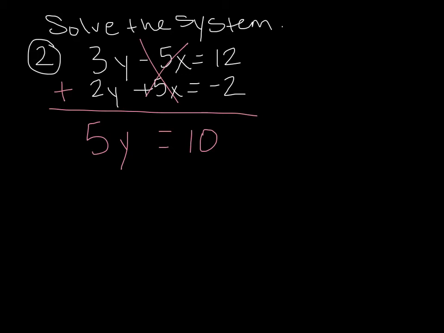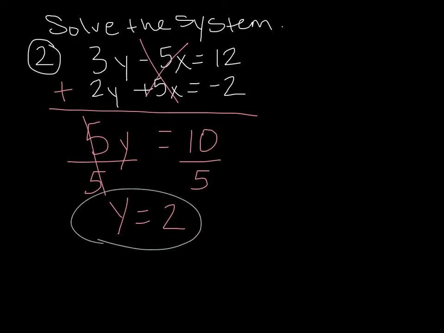Okay, now we can solve for y since we eliminated the x. You know you did it wrong if you still have x and y in your same equation, because you can't solve it when it has two variables. Okay, so you get y equals 2. Once you solve for one of the variables, in order to solve for the other one, you plug it back in. Again, it doesn't matter.